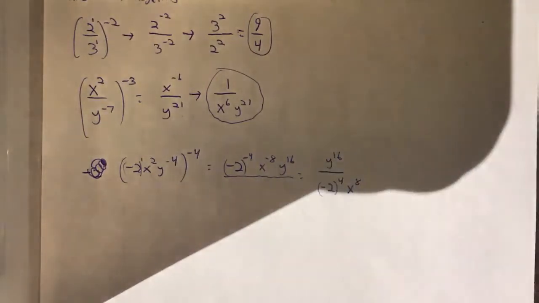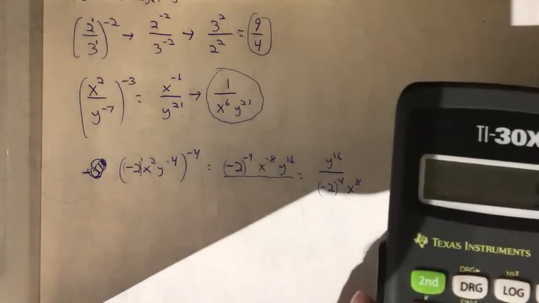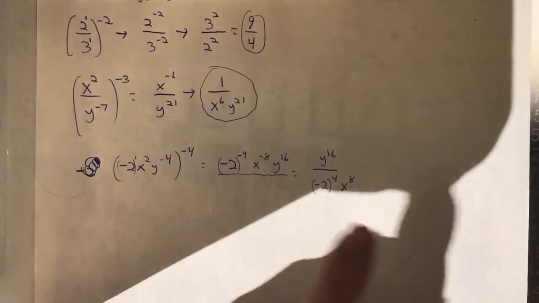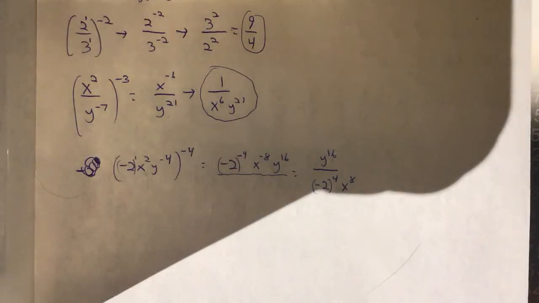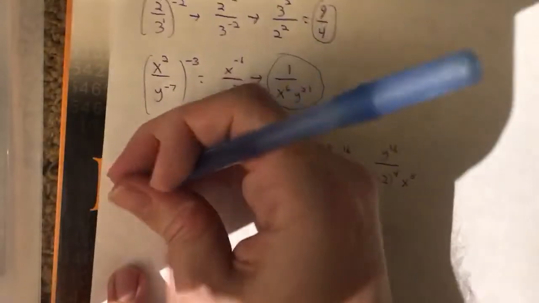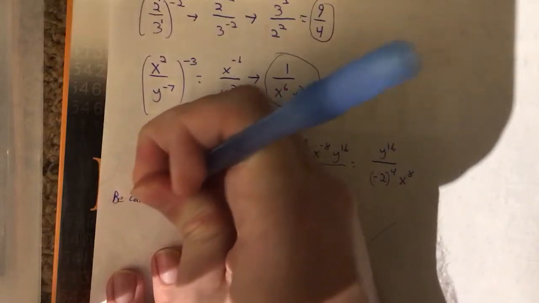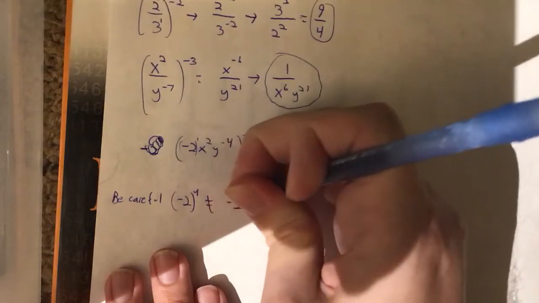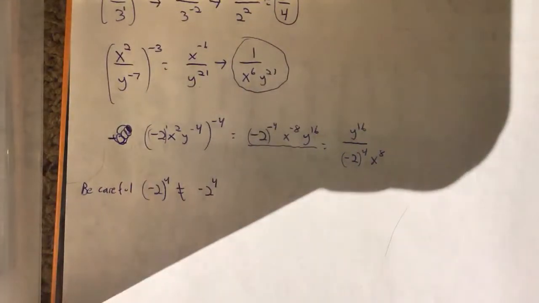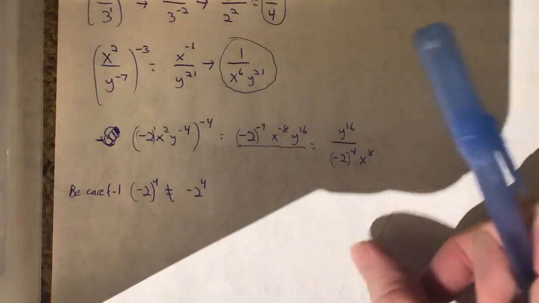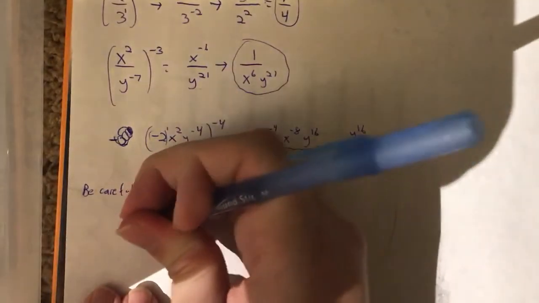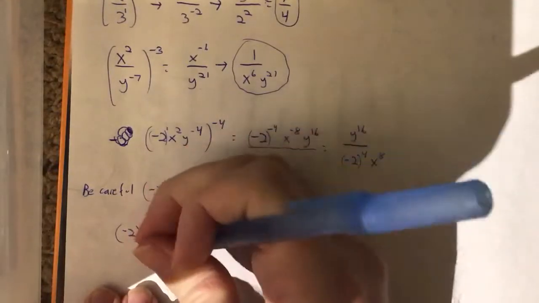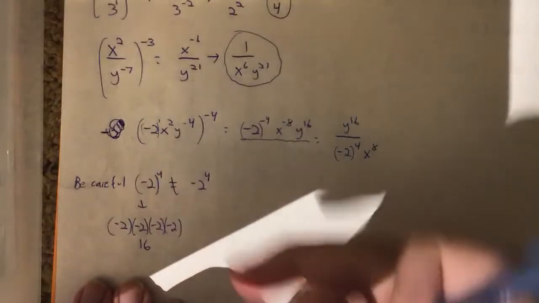And then I have to do negative 2 to the 4th power. Be careful when you have a negative to a power. It's negative 2 to the 4th power, not 2 to the 4th power with the negative. So be careful, and I'm going to put this right here. Because when I use order of operations, this is saying negative 2 times negative 2 times negative 2 times negative 2, which is really just 16.